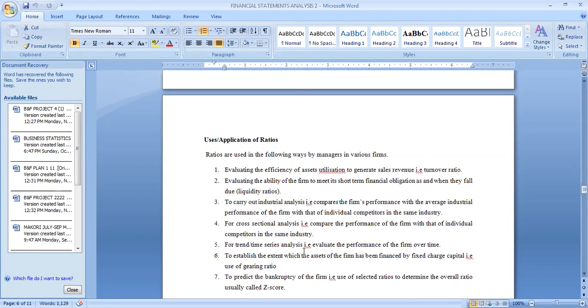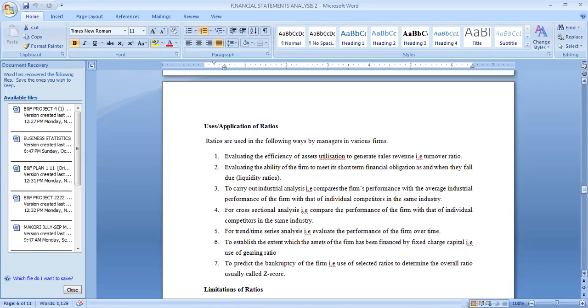Trend analysis, it simply means if I calculate the ratio in 2017, I go ahead and calculate the ratio in 2018, calculate the ratio in 2020. From that, I can be able to determine the trend. Maybe in 2017, the ratio was 1.5. 2018, it went to 1.8. 2020, it is a certain ratio. You can be able to know whether you are improving or deteriorating in your business, and then make the necessary adjustments where possible.